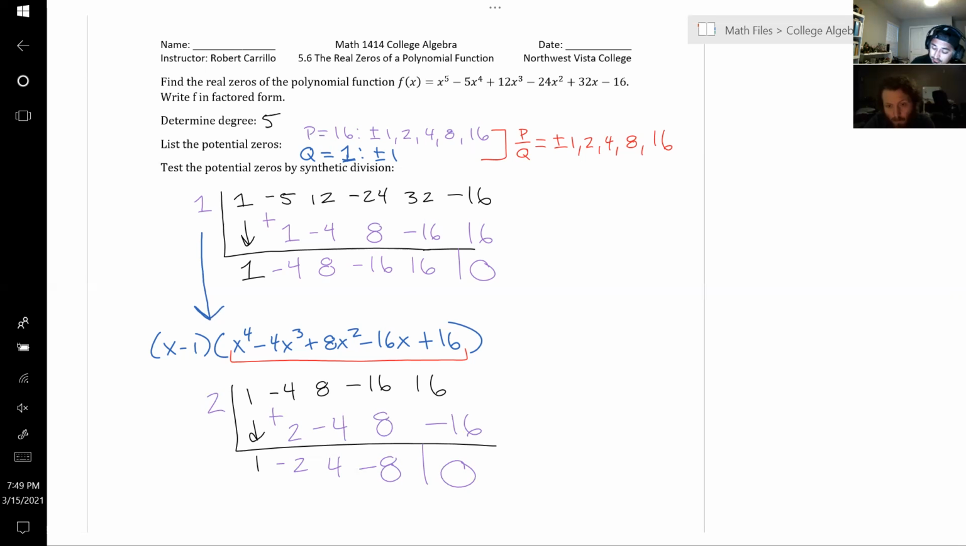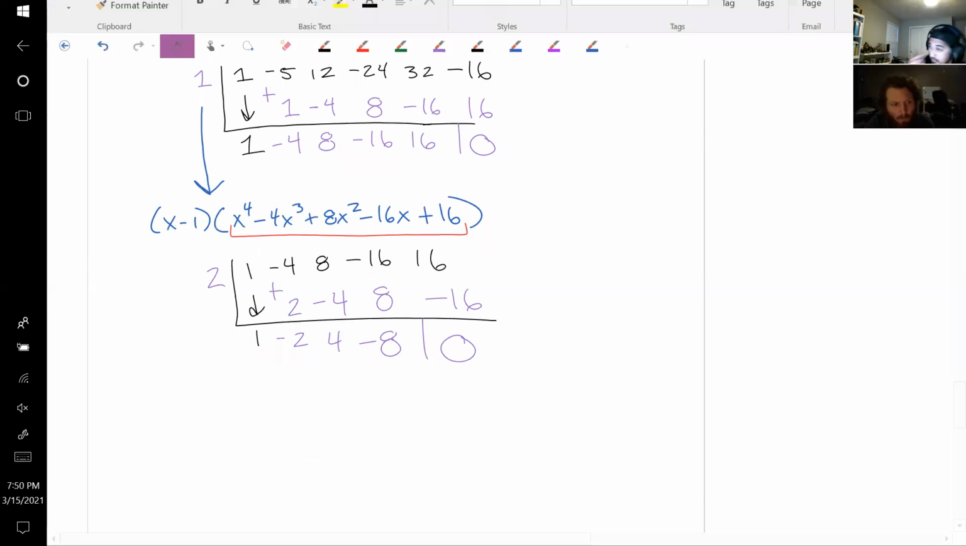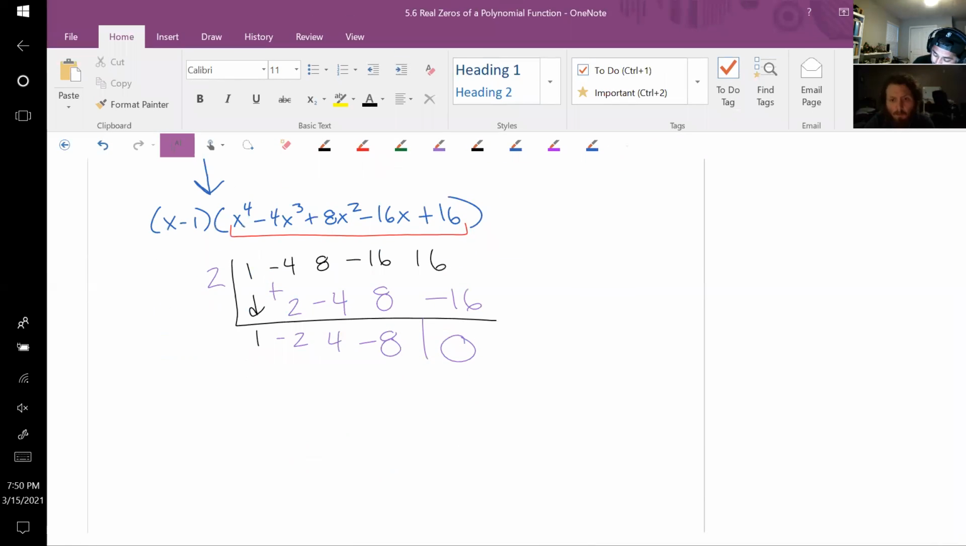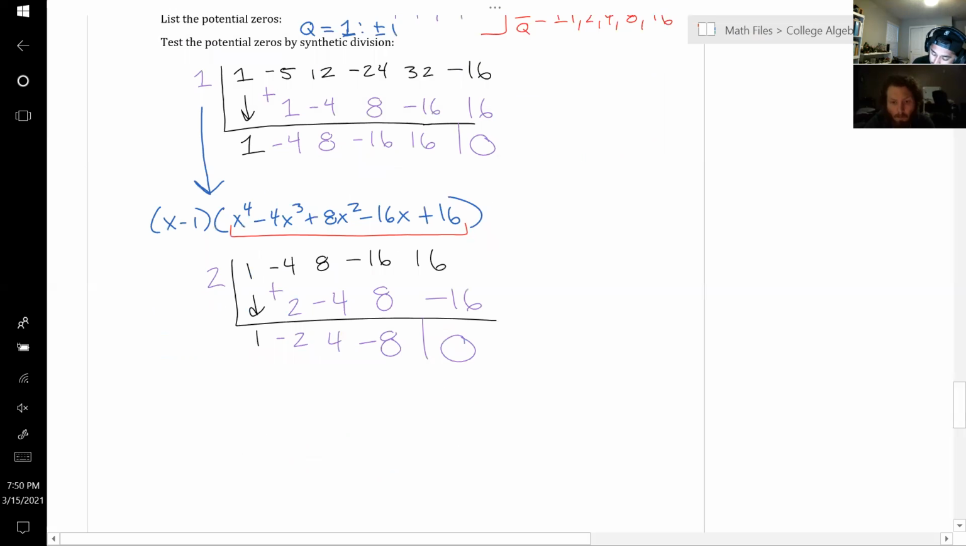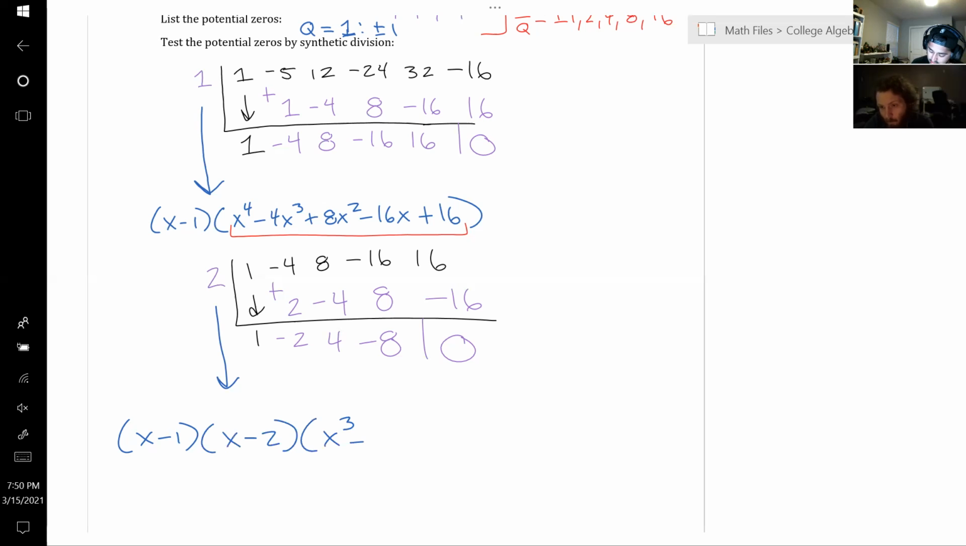All right. And now, time for more depressed equations. So start off with the first divisor that we used, x minus 1. And now how do I write that 2? x minus 2. And how do I write the quotient? x cubed minus 2x squared plus 4x minus 8. There we go.